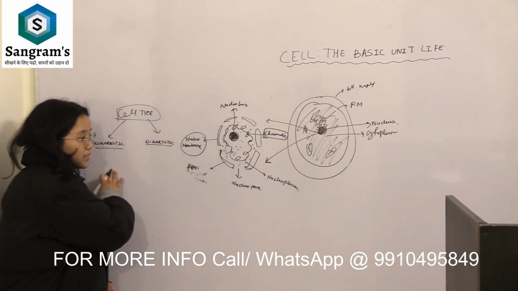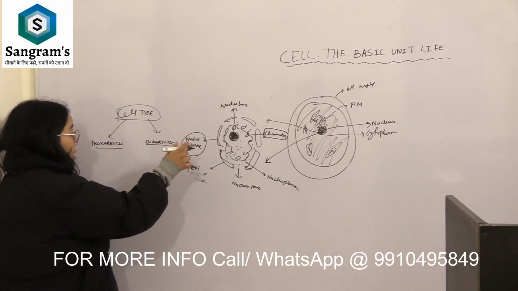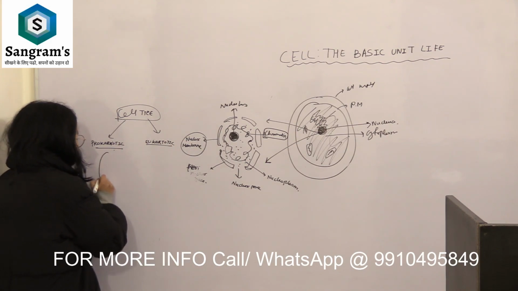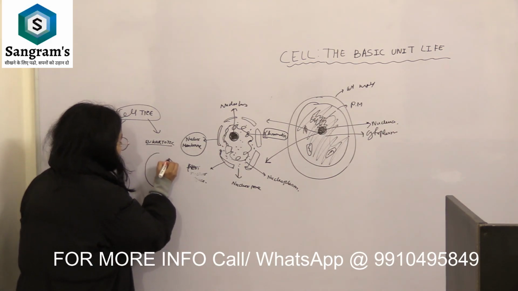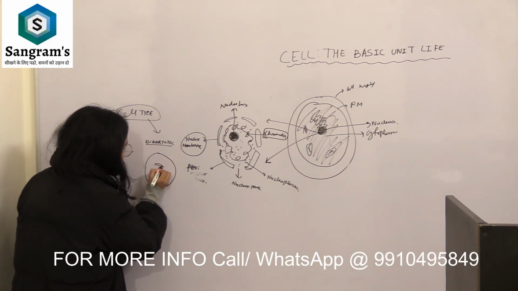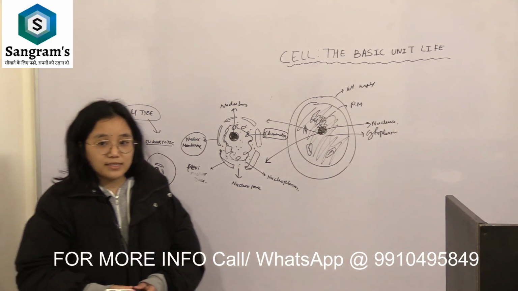Prokaryotic cells do not contain any membrane-bound nucleus. Suppose this is the cell, their DNA will be naked without any nuclear membrane. And eukaryotic cells consist of a well-defined nucleus, that is with a nuclear membrane surrounding the genetic material. That's it.